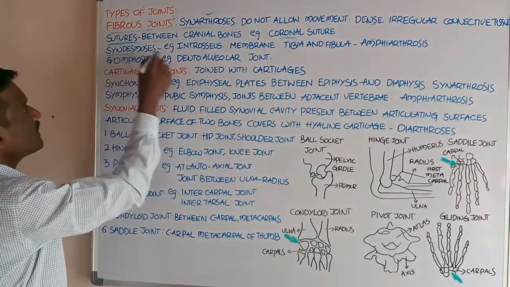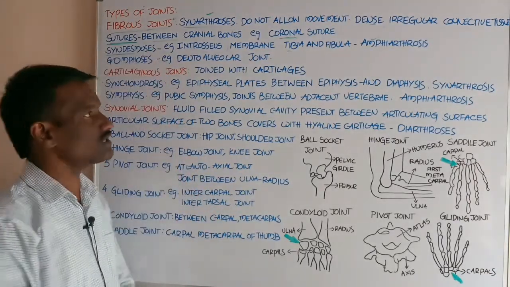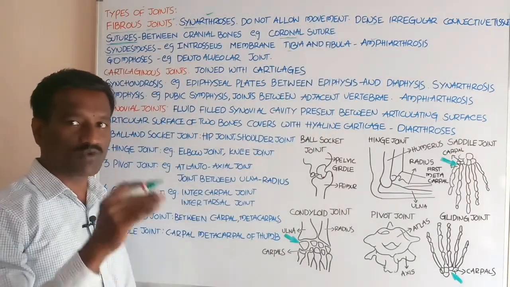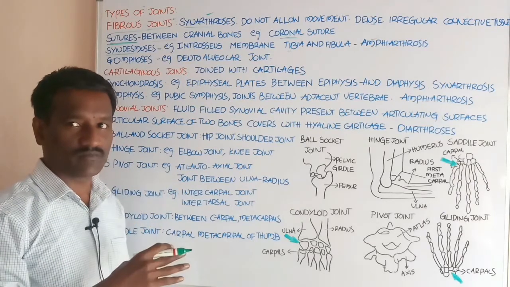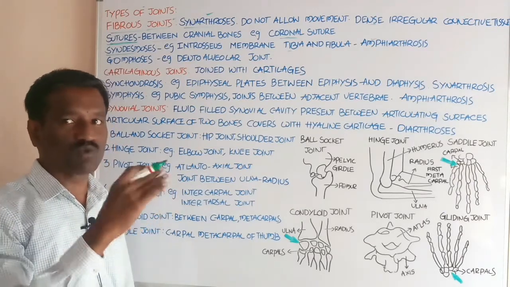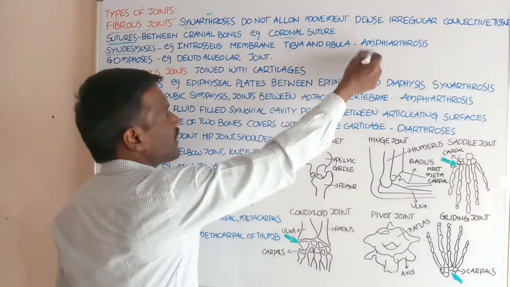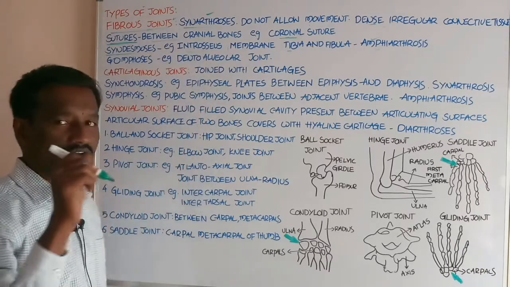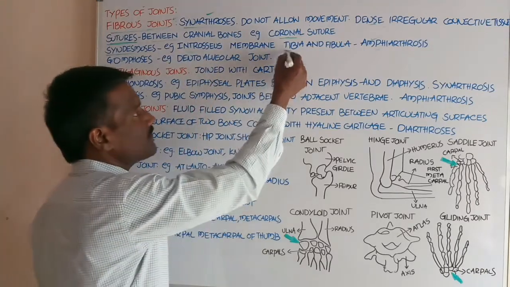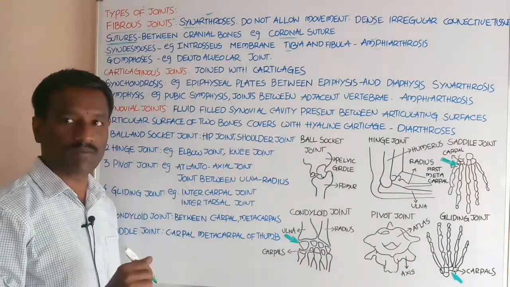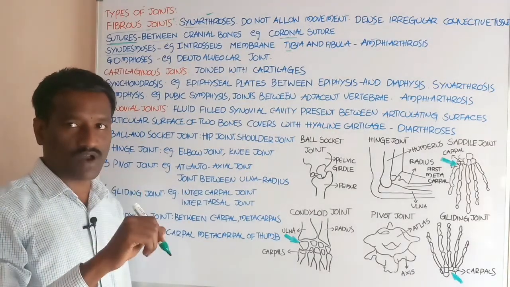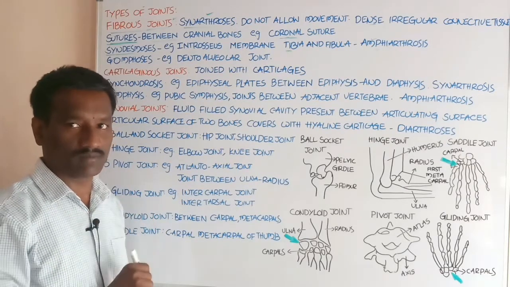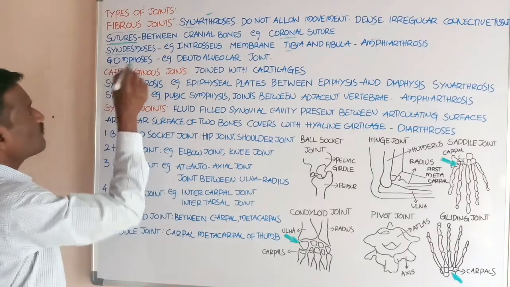Next, the second one, syndesmosis. These are amphiarthroses. Amphiarthrosis means slight movement is possible by this joint. The bones undergo slight movement at this joint, hence these are amphiarthroses. An example is the interosseous membrane present between the tibia and fibula. The tibia and fibula are the two bones present in the hind limb. Next, the gomphoses.